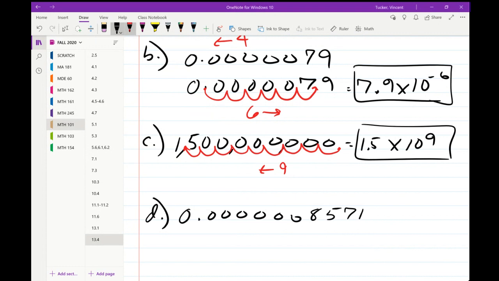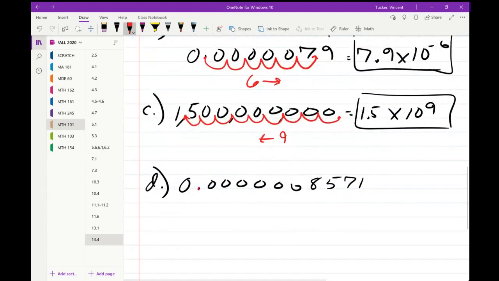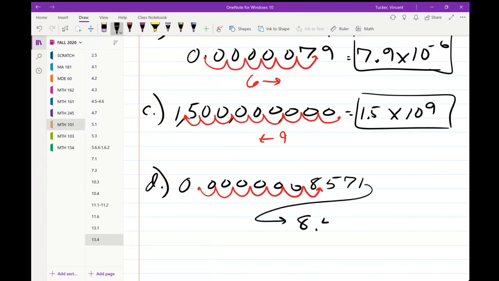And the next one, taking it to the right. 1, 2, 3, 4, 5, 6, 7. So the answer would be 8.571. And we went 7 to the right. So it'd be 10 to the negative 7 power.